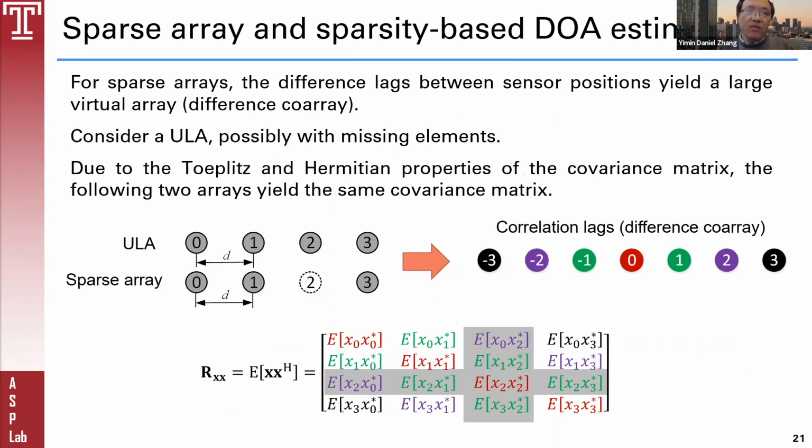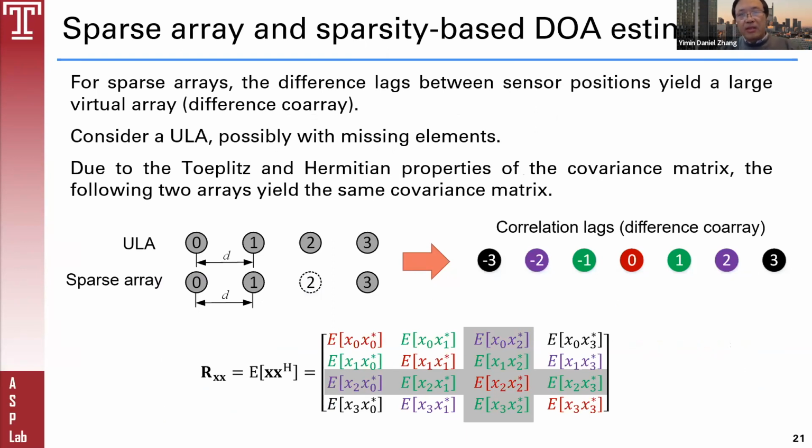So we can see that by using this proposed method, we can achieve much better imaging results. Okay, so as we see, to apply this method, we need to estimate the DOA and also the power. So in the next piece, I'm going to talk about DOA estimation with the focus on sparse arrays and sparsity-based DOA estimation.